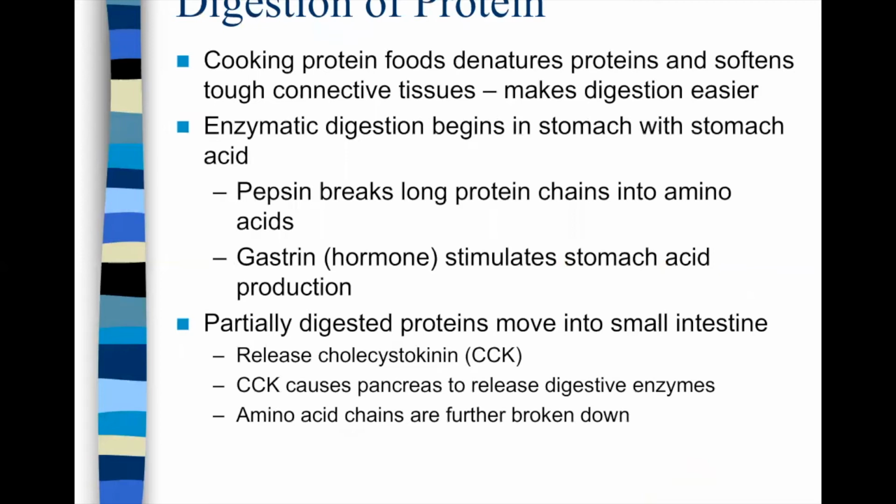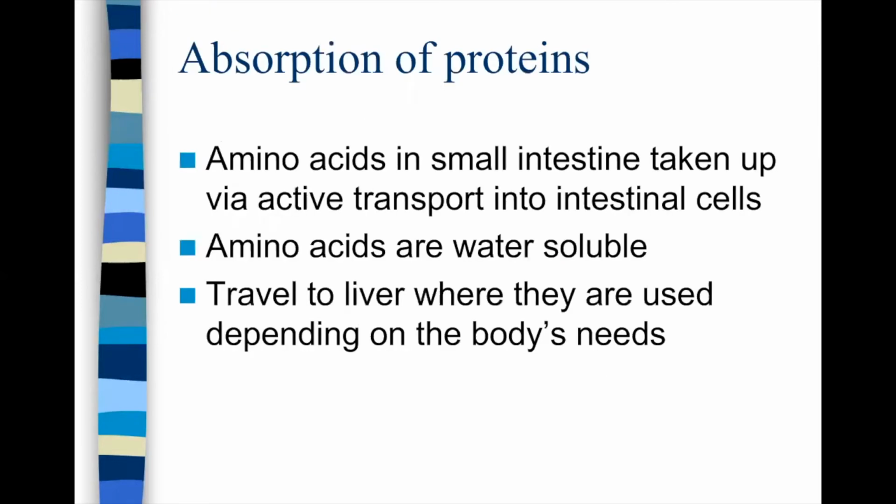Digestion. So digestion happens in the stomach with stomach acid, hydrochloric acid. We also have pepsin, which can break down long protein chains into amino acids. And then smaller proteins will move into the small intestine, and the pancreas will release additional digestive enzymes. Amino acids in our small intestine are taken up into our intestinal cells. They are water soluble, so they can travel through our circulatory system, and they go to the liver where they are used depending on what our body needs them for.